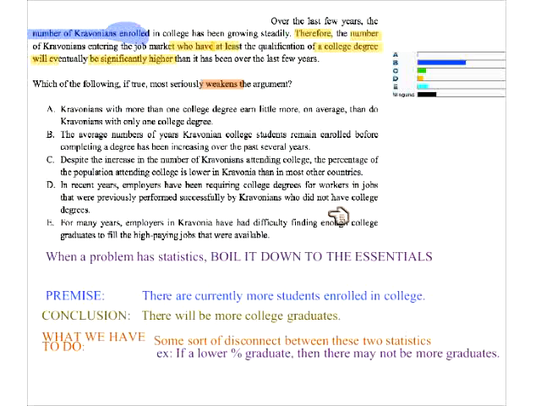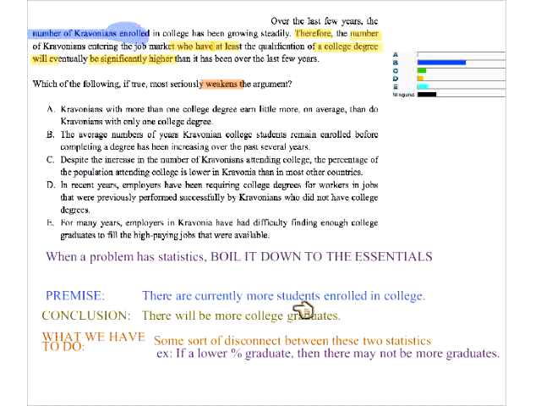Graduates that leave the country. Well, let's see. The phrase "the job market" here is ambiguous. We don't know if it's the Crevonian job market or not. So even if they move to another country, they probably still count as entering the job market. It's just the global job market. Okay, so back to the point here. We need something that directly influences the relationship between people enrolled in college and eventual college graduates.